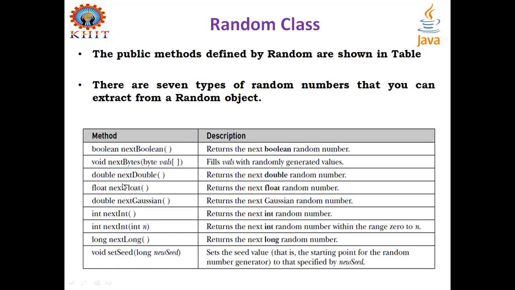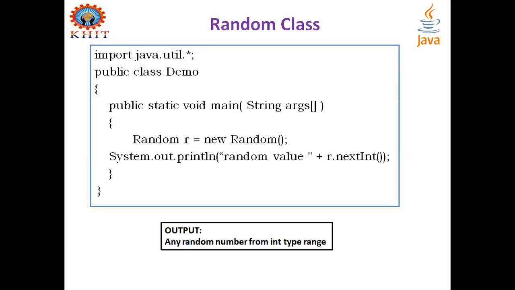And these are the public methods defined in this Random class. There are 7 types of random numbers that can be generated using any Random object created from this Random class. This is an example of generating a random value and using nextInt to read the value.